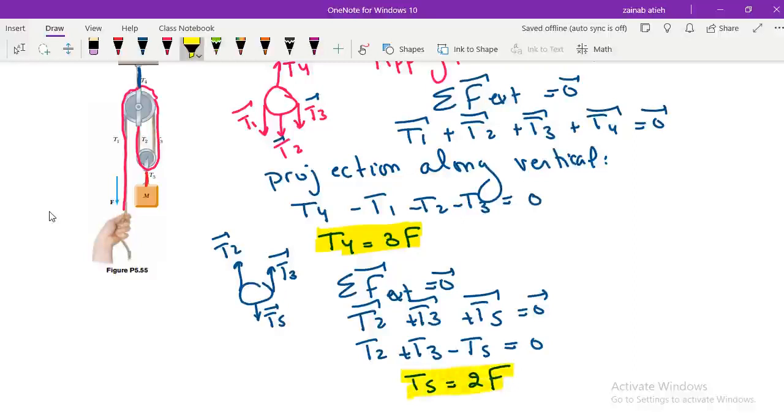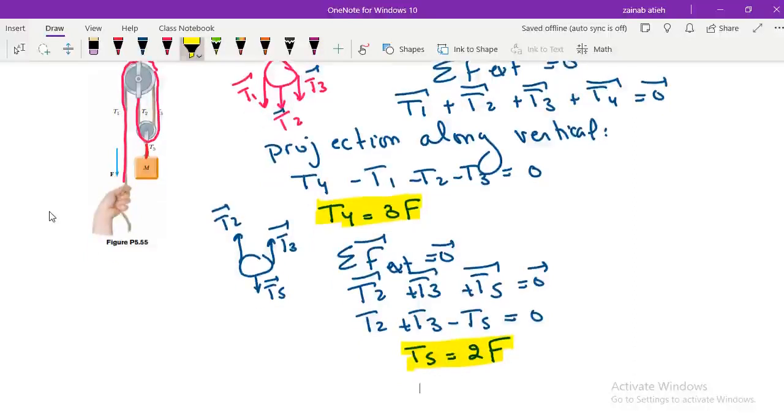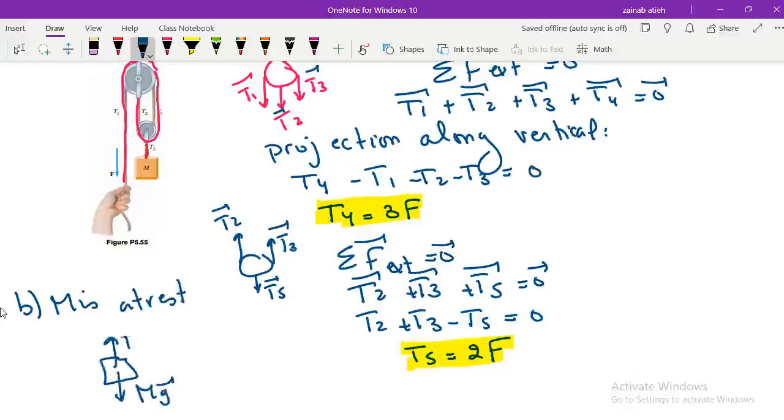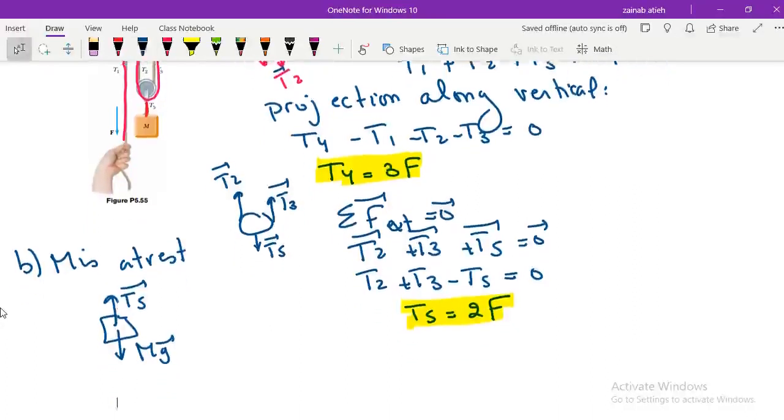In part B, it says find the magnitude of F. I look at the object M. Let's apply Newton's first law for M. So M is at rest. Let me write here: part B, M is at rest. What are the forces acting on object M? I have the weight mg and the tension T5. So the sum of forces acting on M is 0.